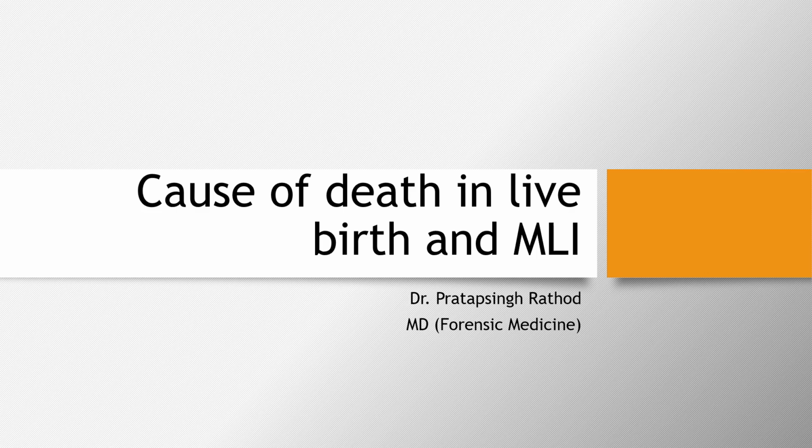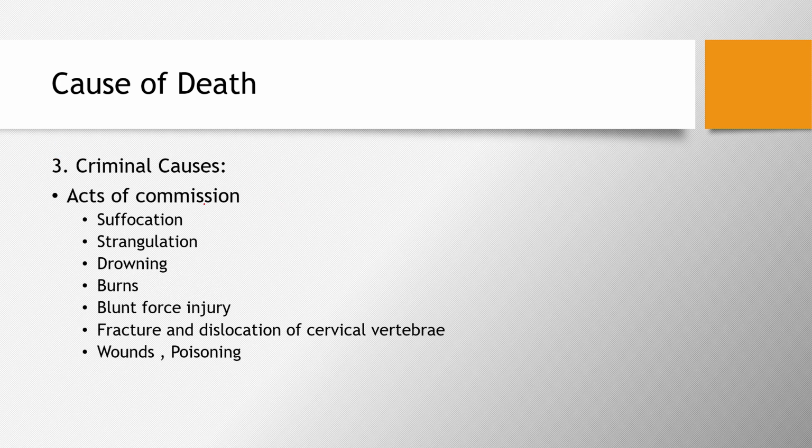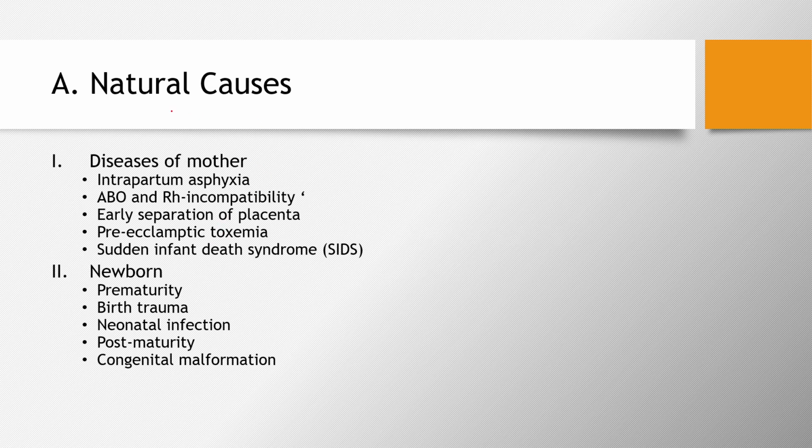Pratap Singh Rathod. I have done MD in First Medicine, and today we'll continue with infanticide. In this, we'll discuss the cause of death in case of live birth. Causes of death can be divided into natural causes, unnatural causes, and criminal causes. Natural causes include disease of the mother. Unnatural causes mainly include causes related to birth and after birth, and criminal causes mainly include acts of commission and acts of omission. Coming one by one, natural causes are mainly divided into causes related to the mother and related to the newborn.